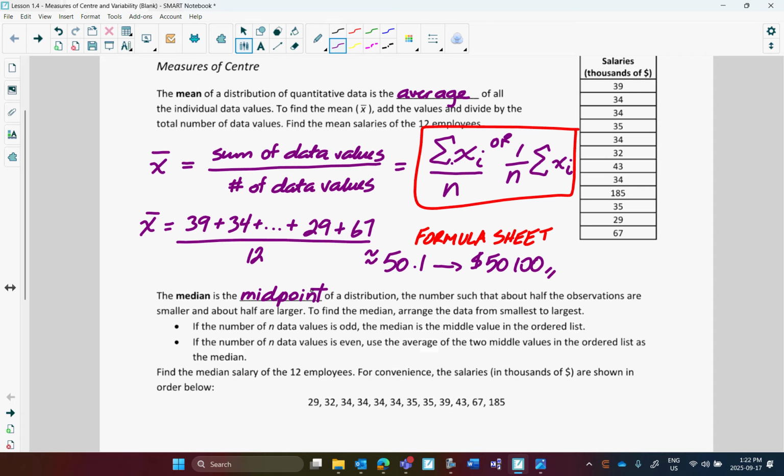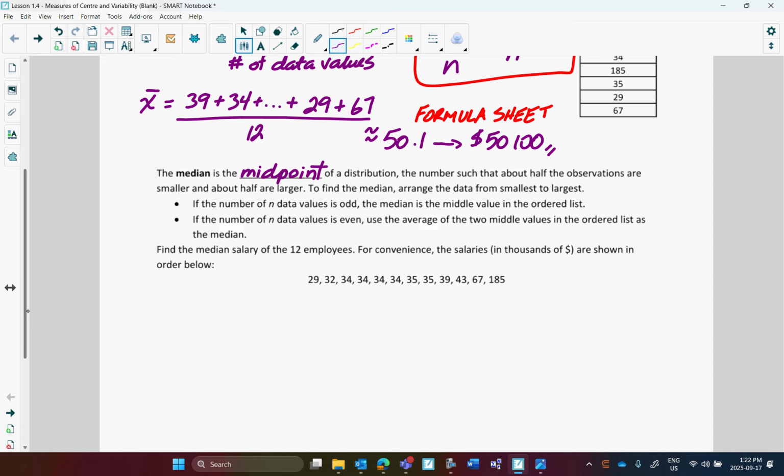If there are an odd number of data values, the median is one value in the middle. So don't write this down yet, but if I wrote 5 numbers, I'll do it in order: 3, 4, 7, 8, 11. Okay. What's the median? 7, because it's the number in the middle. Okay, and because it's an odd number of data values.